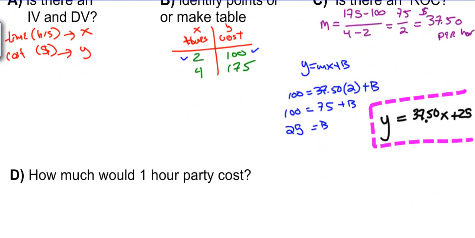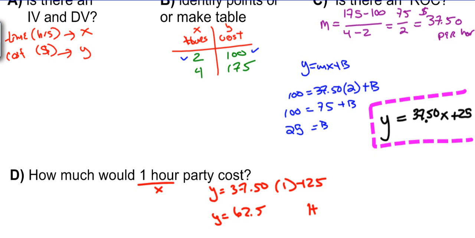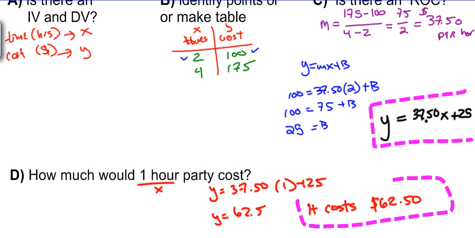How much would a 1 hour party cost? Well, that means we just got to put hours, that's our x, so our x is equal to 1. 37.50 times 1 plus 25. 37.50 plus 25. When you do this, again, we don't want to leave our answer like this. If somebody asks you how much does it cost for me to run a party for 1 hour, and you say y equals 62.5, they're going to look at you strange. You have to write in words. It costs $62.50. That would be how you would respond to the person without getting any funny looks.